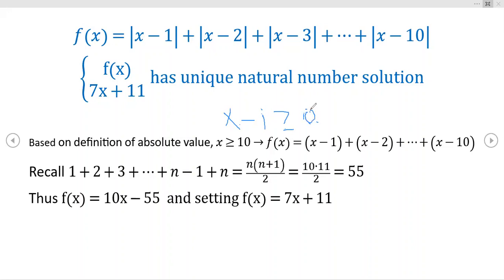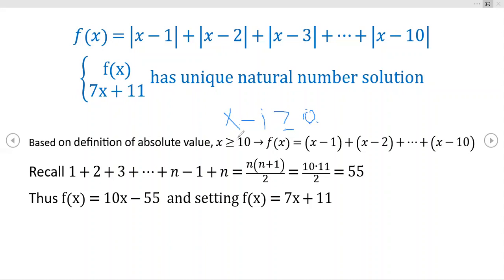Again, if x is greater than or equal to 10, x minus 10 is going to be greater than or equal to 0. X minus 9 is going to be greater than or equal to 0. So that means we can remove the absolute value bars. You notice the absolute value bars went away, making it a pretty simple problem. Now, again, folks, knowing to start here is a little bit of a stretch, but you are given that there is a unique natural number solution. So you might as well try the simplest case first.